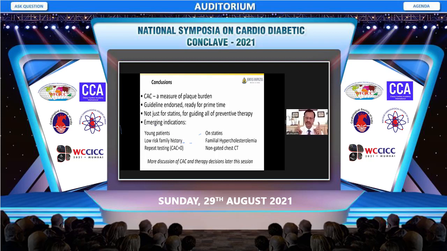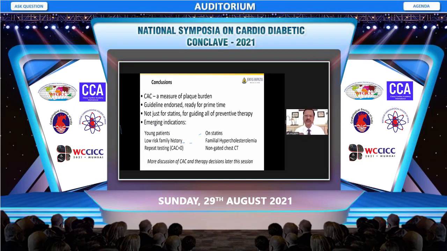The 6 places where you might want to discuss later in this session: young patients, low risk family history, repeat coronary calcium score testing when it is 0. When do you want to do it? On statins for sure, familial hypercholesterolemia, please. You may want to even scan 16s and 18s and 20 year old children, young adults, with minimized radiation and then get it done. And lastly, always look at all chest CTs, irrespective.